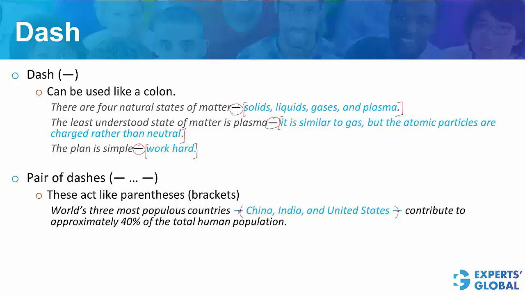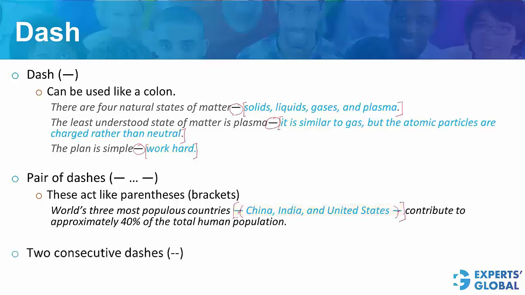World's 3 most populous countries. You can very well skip the information between the 2 dashes here, and the core meaning is that world's 3 most populous countries contribute to approximately 40% of the total human population.